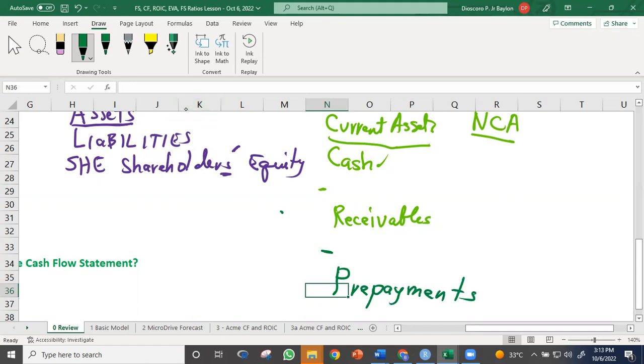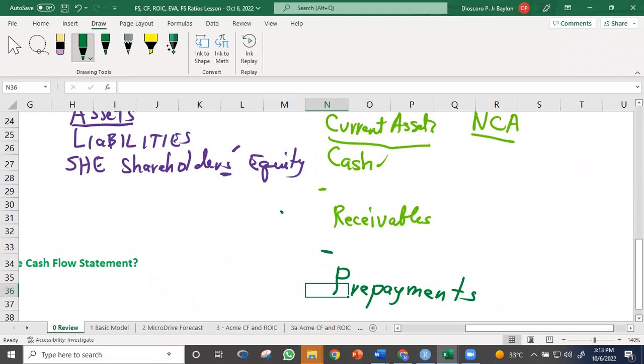What are prepayments, class? What are prepayments? These are expenses that have already been paid, but not yet utilized, not yet used. For example, prepaid rent, parang advance payment siya ng rent. Hindi pa natin nagagamit yung rent na yon, pero nabayad na natin. So it's considered as a current asset. Prepaid insurance. Okay, so these are prepayments.